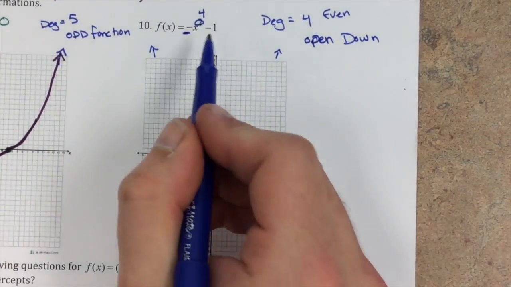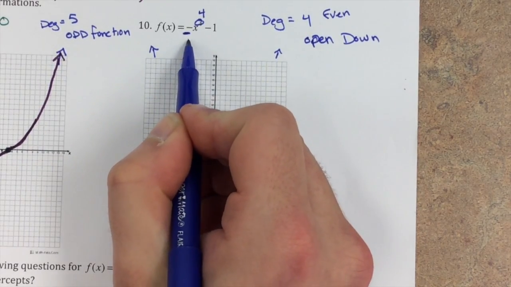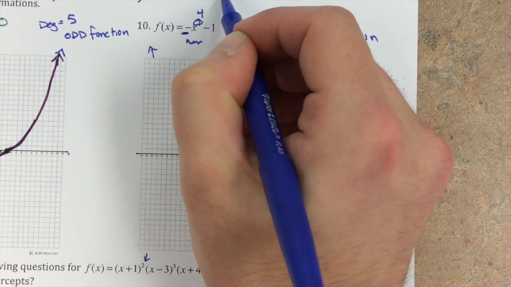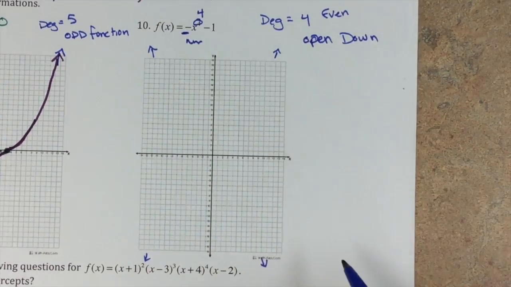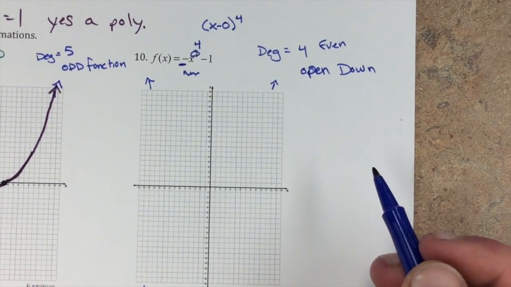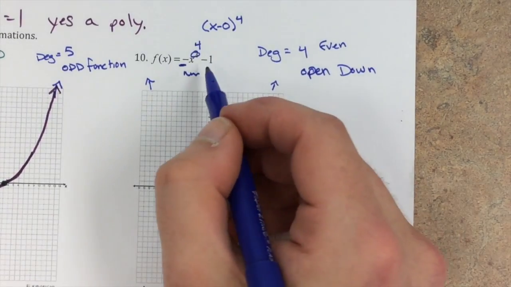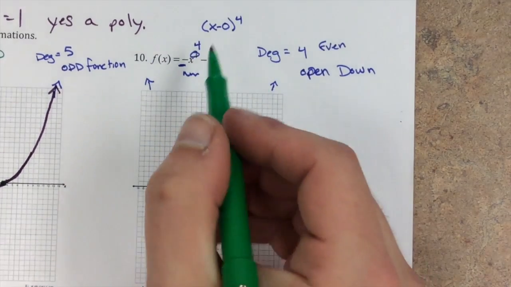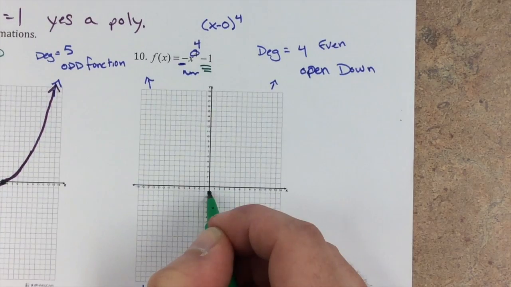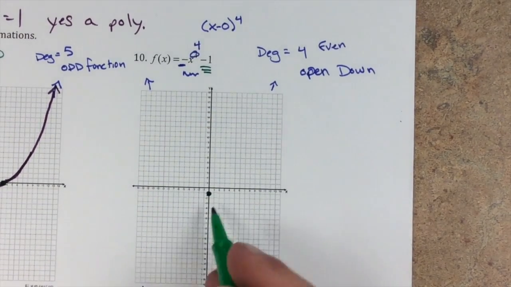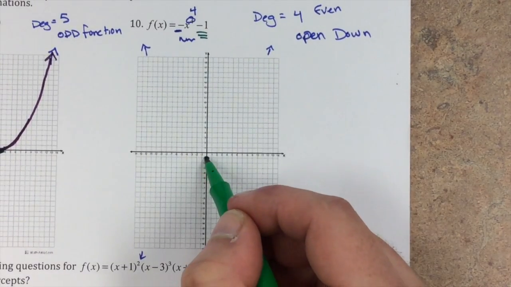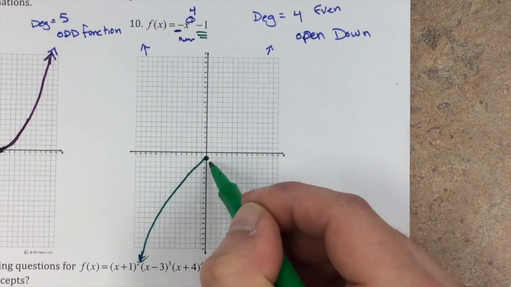So the next step, do we have any horizontal shifts? Well, we just have x to the 4th there, which is another way of writing x minus 0 to the 4th power. So our x doesn't shift any. Well, what about our y value? Well, we have a number on the outside, -1, so we move down -1. There's our point. We know it opens down, so we draw our graph.